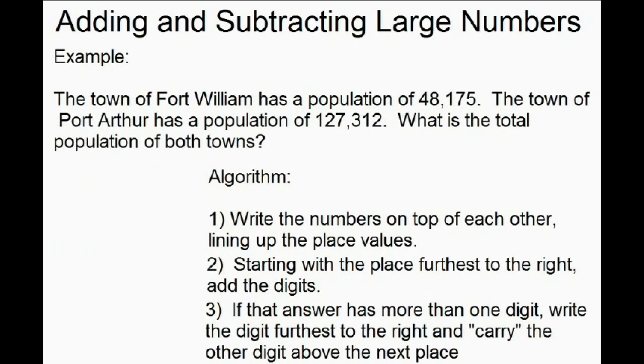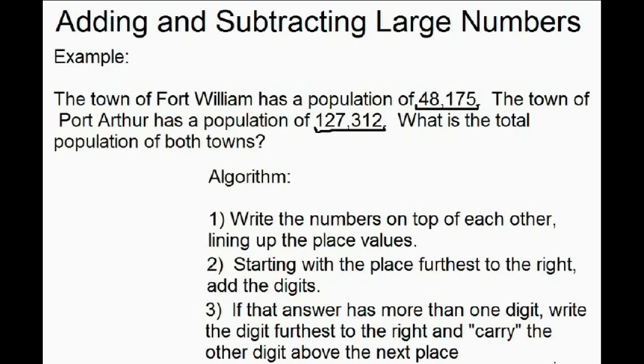So here's another example where we've got a word problem where the town of Fort William has a population of 48,175, and the town of Port Arthur has a population of 127,312. And the question is, what is the population of both towns? So hopefully you recognize in order to answer that question, we have to add these two values together, 48,175 plus 127,312.